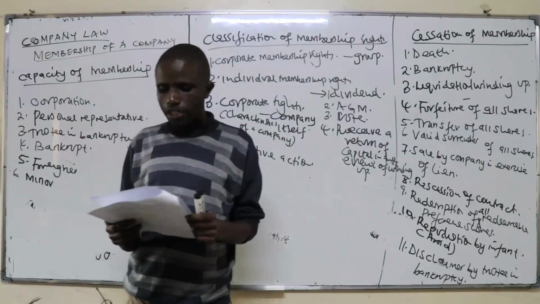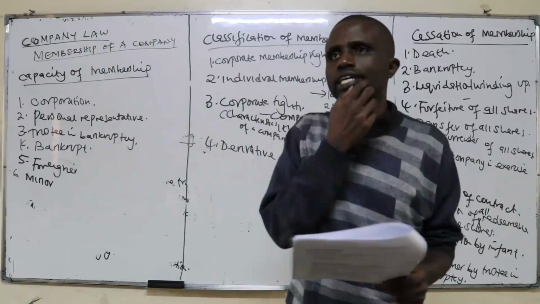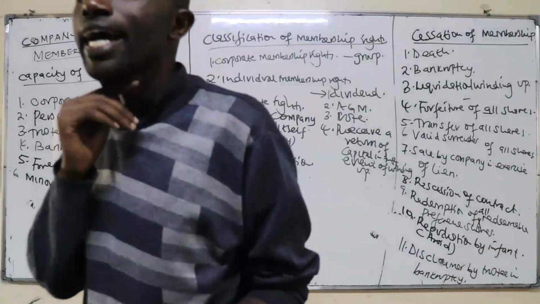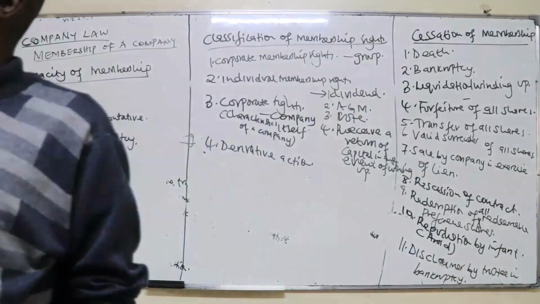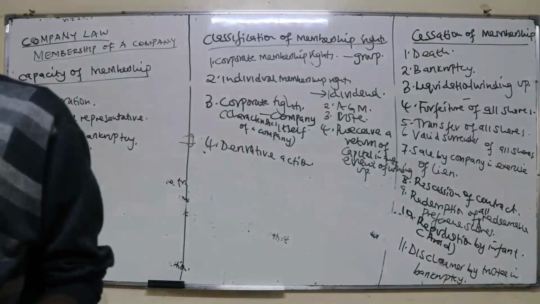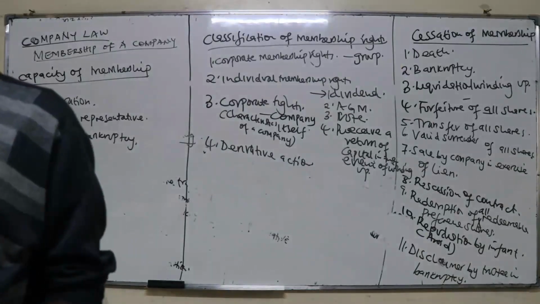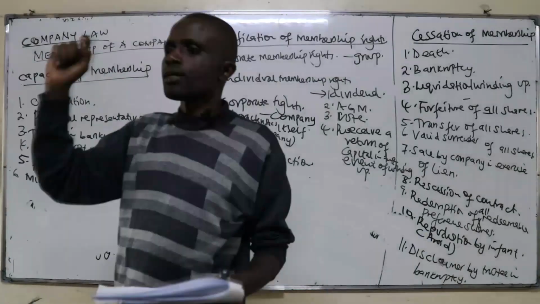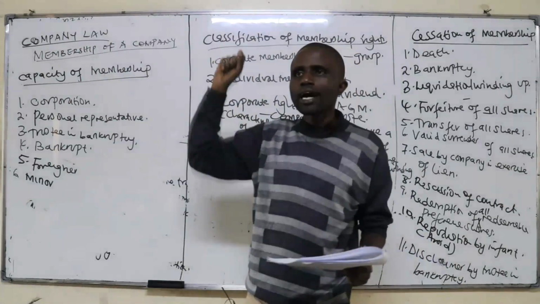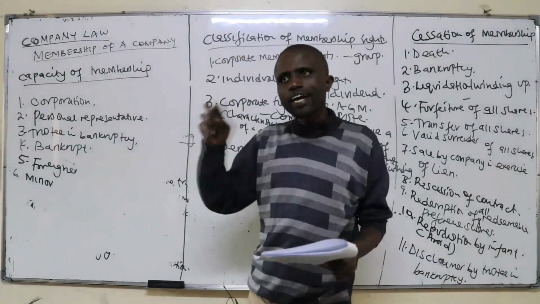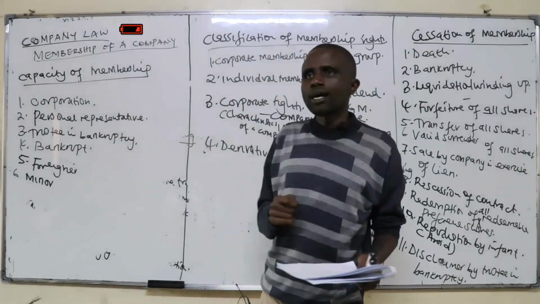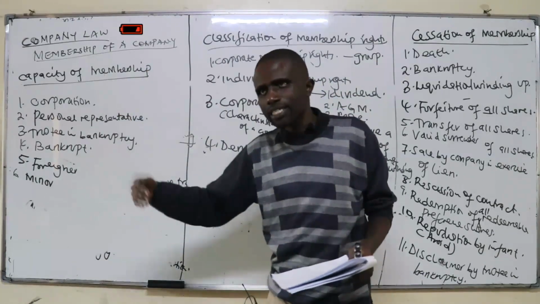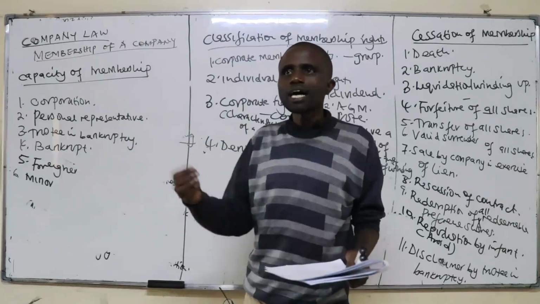Now we look at the location of the register of members. Where should it be located? At the registered office of the company. Prima facie, the general rule or the legal requirement is that the register should be located at the registered office of the company. However, it may be kept elsewhere if the company has agreed with another person to assist it in making up the register.